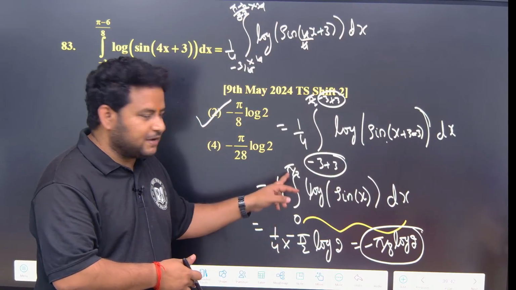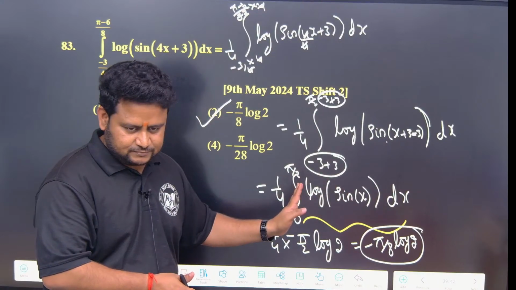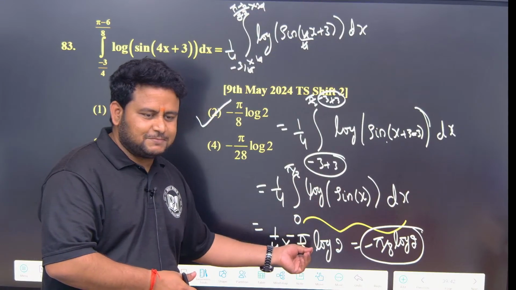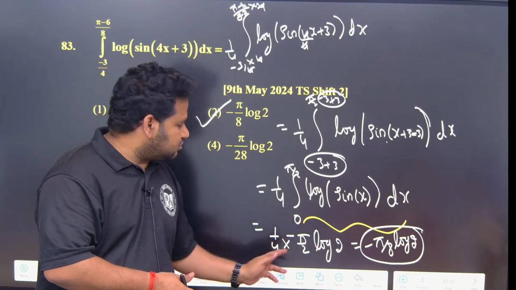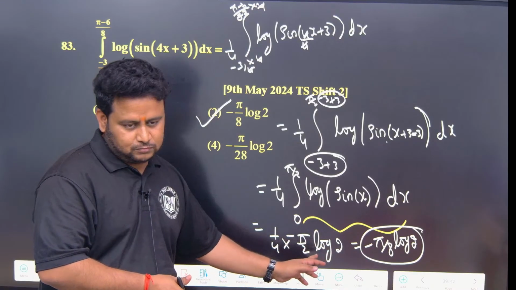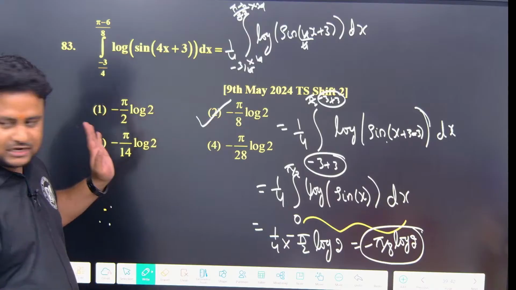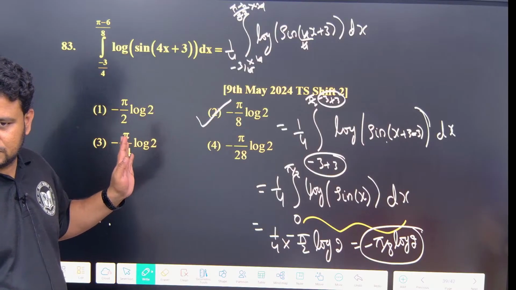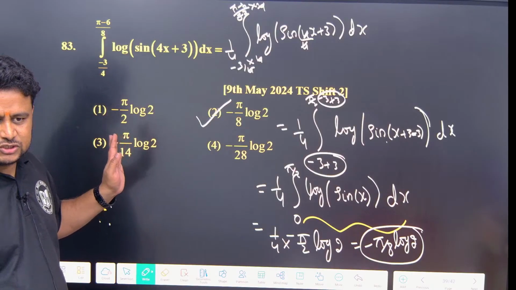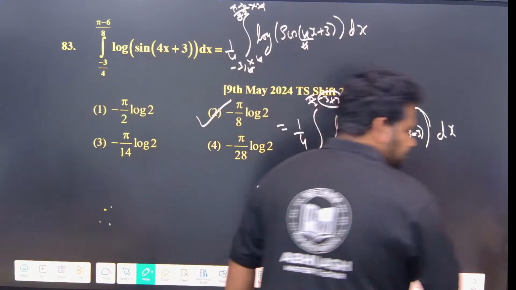On doing this, what I will get is 1 by 4, integral 0 to pi by 2 of log of sin x dx. This value is minus pi by 2 log 2, through the shortcut. So this will be 1 by 4 into minus pi by 2 log 2, and if you multiply, you will get this one. Clear? Understood everyone? Okay. Next one.